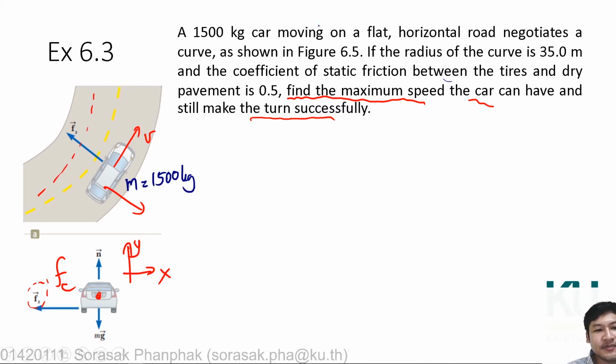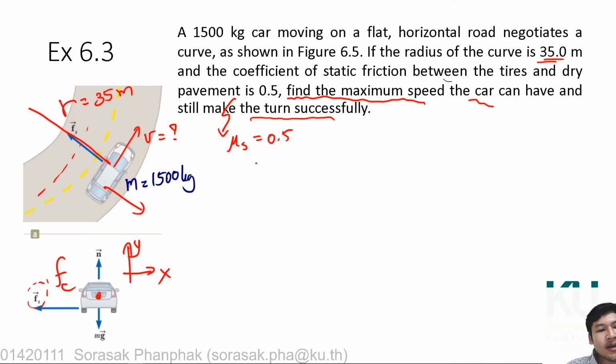So from this, it is known that the radius of the curve is 35 meters, not 3.5, sorry, 35 meters, and the coefficient of static friction on dry pavement, mu s here, is 0.5. So you would like to see what is happening and determine v.